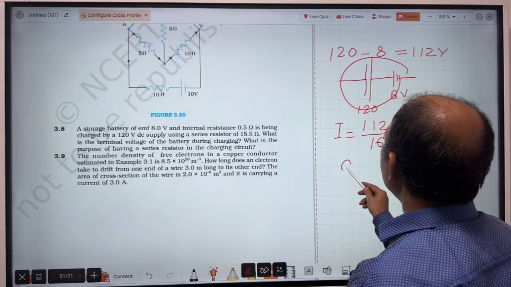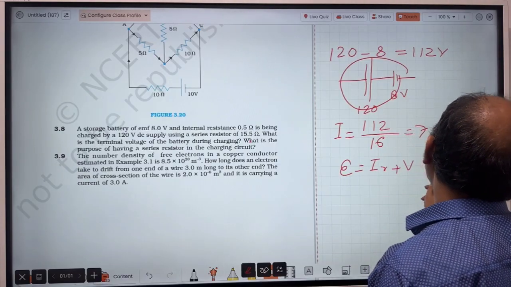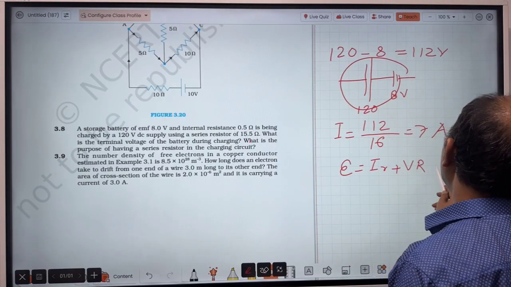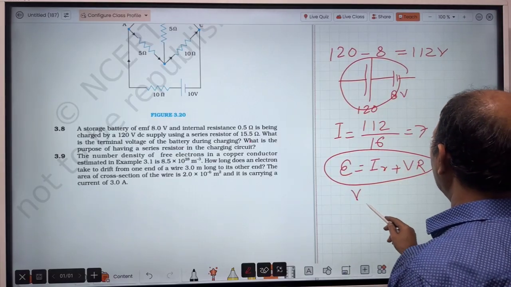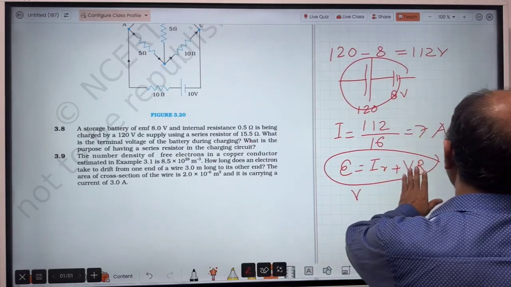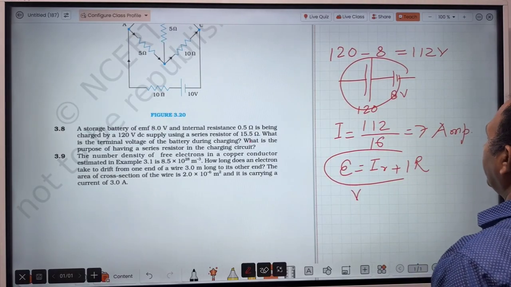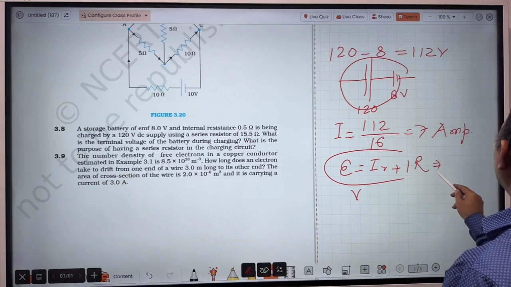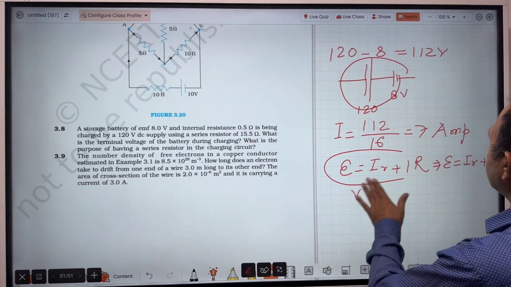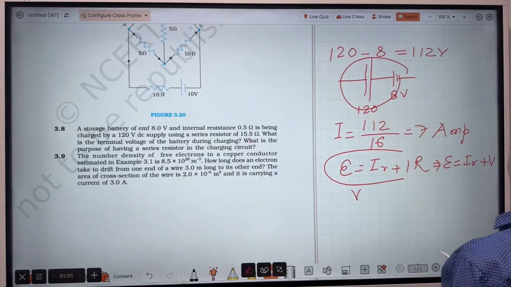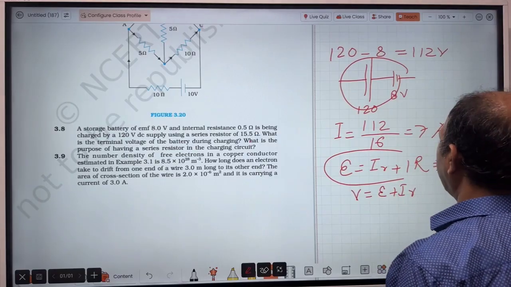Now the equation, as I told you, E equal to IR plus VR will no longer be valid while charging. The reverse case will be there. It will be IR, which is also written as E equal to IR plus V. But as I told you, in case of charging there will be the reverse case. So V will be E plus IR.